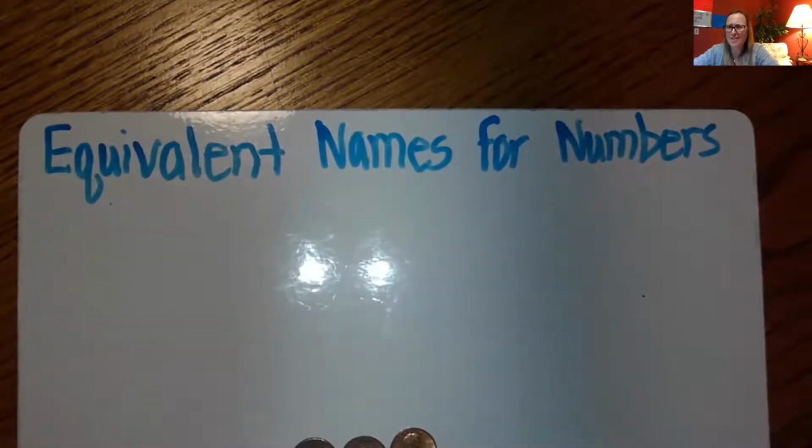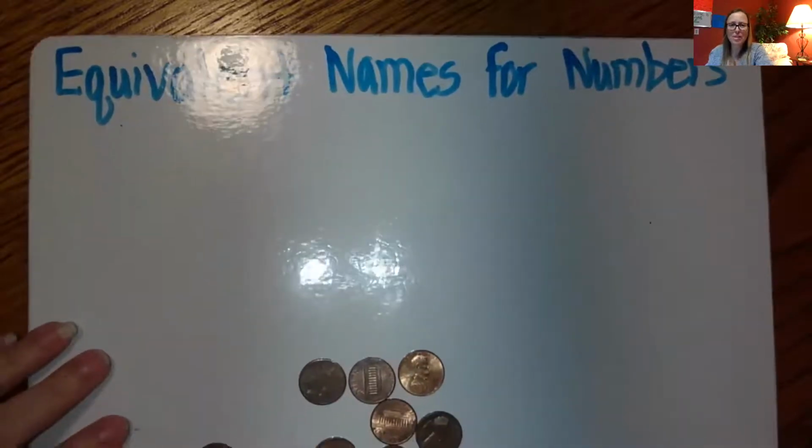In order to find equivalent names for numbers, I need to know what equivalent means. And equivalent kind of sounds like the beginning of a math word that I do know. So, equal. Do you remember what equal means? Equal means it's the same, right? If you had a scale and you want things to be equal, you want them to be the same. So we're going to be talking about equivalent numbers. Boy, that's a lot to wrap your head around. Let me explain a little further. Okay, so equivalent names for numbers.